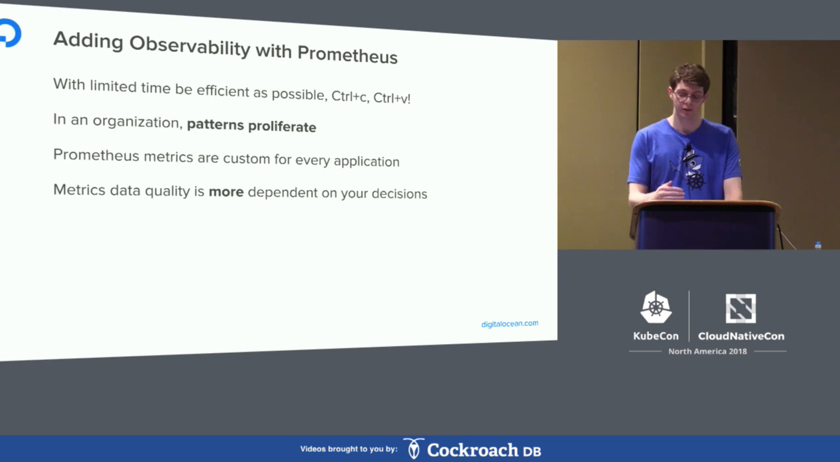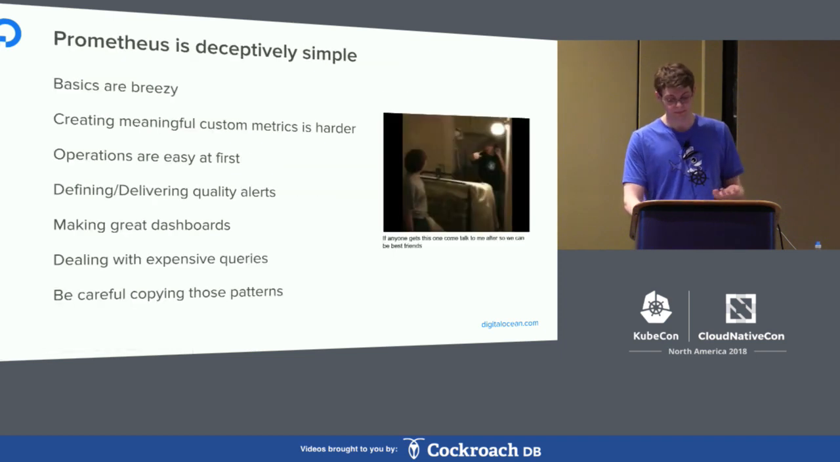You are deciding what kind of metrics to create in your code. You are actually incrementing those things in your code. So the quality of your outcomes and your data is much more dependent on the decisions that you make, rather than something organizational, like hopefully tracing is kind of integrated into your whole system.